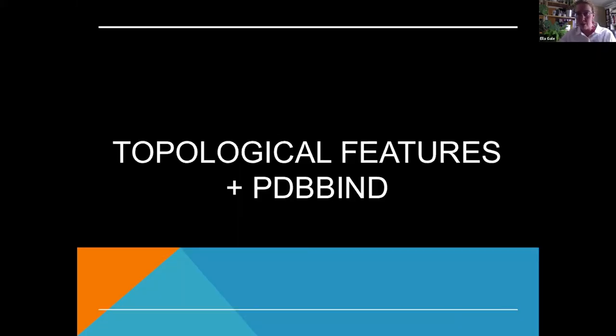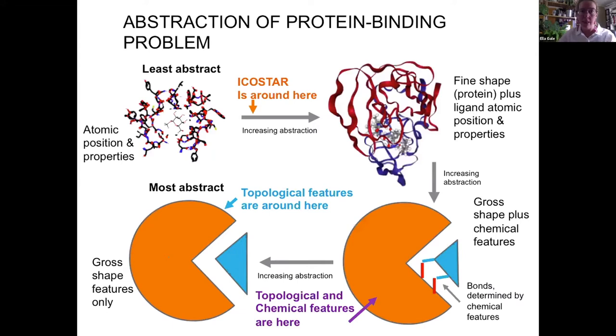Right, so how do we use this for proteins? As I suggested, the abstraction of this problem: we had the least abstract here with the positions and the properties, and I could start around here. So the topological features are here.